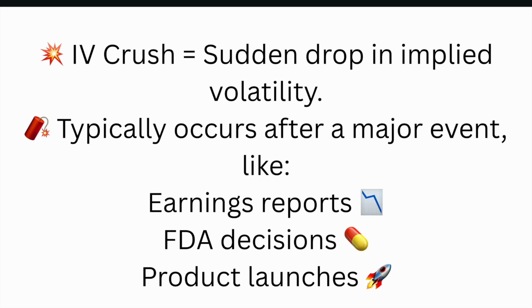This typically occurs after a major event: earnings reports, which I did a trade on yesterday and I'll go over it, FDA decisions, product launches. We don't know exactly how well the product will launch, so that's why there's more uncertainty in how the company will do, and that makes implied volatility higher. After the product launches, for instance, we'll know more about the company, how it's actually going, and then the implied volatility will have a sudden drop. In this case, the premiums will decrease.